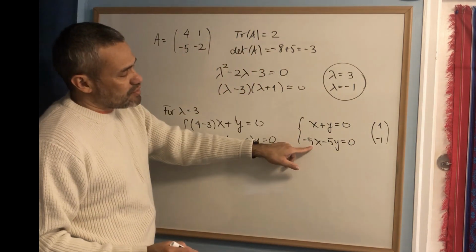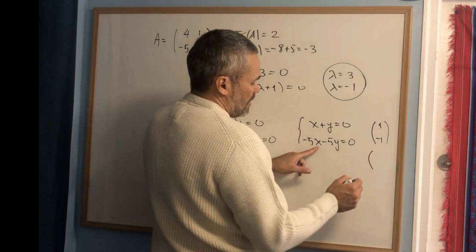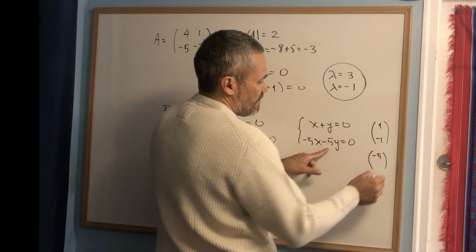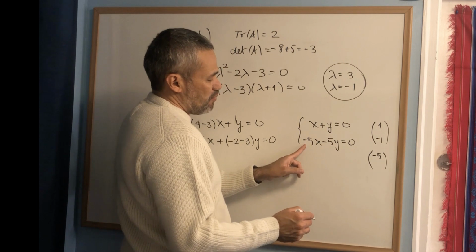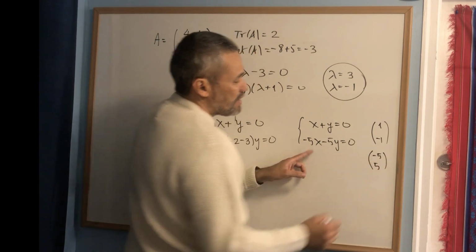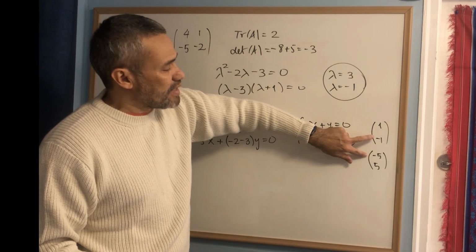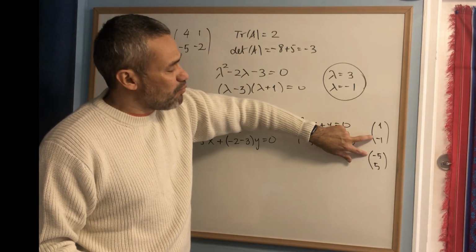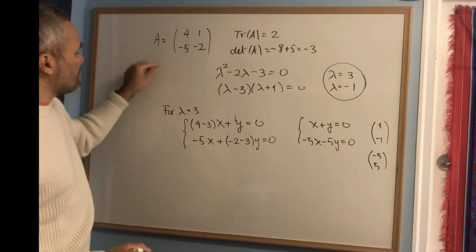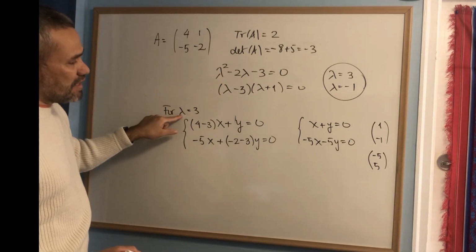Notice that if we use this equation, I can pick x equal negative 5 and y equal the opposite of negative 5, which is 5. These two are essentially the same. One is a multiple of the other. Then both will work as a particular eigenvector for this eigenvalue.